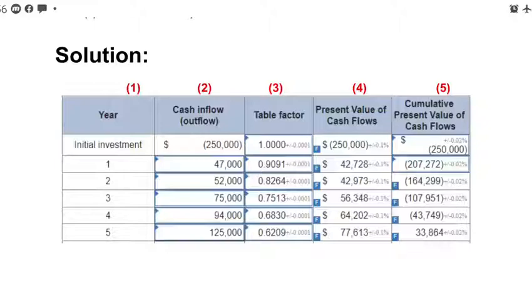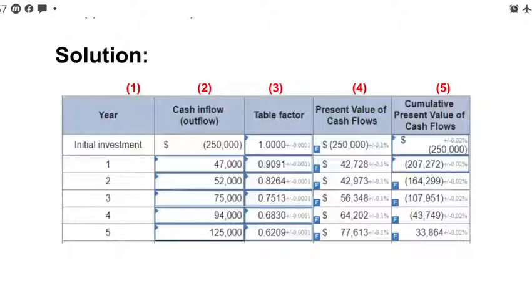In column 3, you have to show the present value factor. These present value factor numbers, you can get from the present value table. You have to look at the PV value. In this situation, the interest rate is 10%. So if you look at the present value table, for 10%, in year 1, the value of the factor is 0.9091, year 2 0.8264, year 3 0.7513, year 4 0.6830, year 5 0.6209.